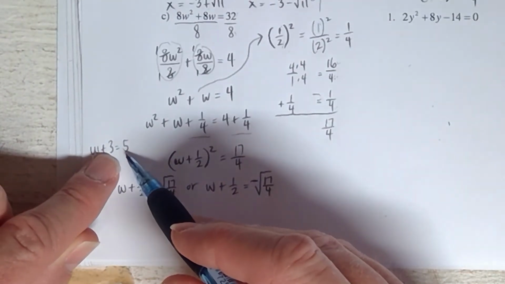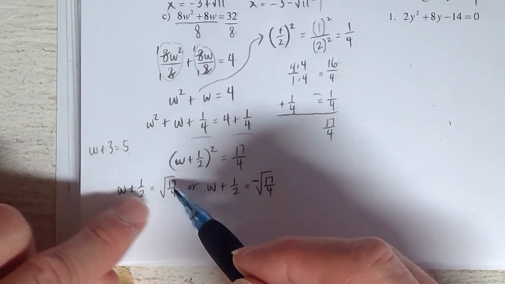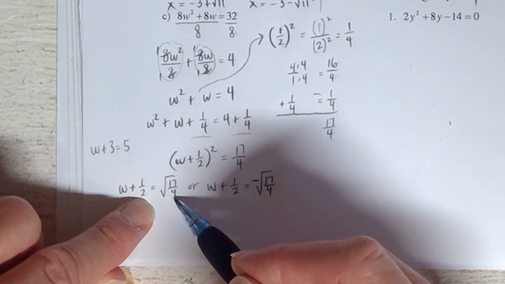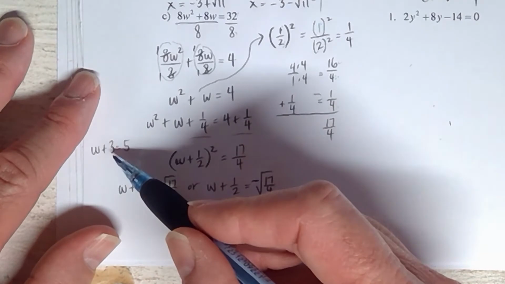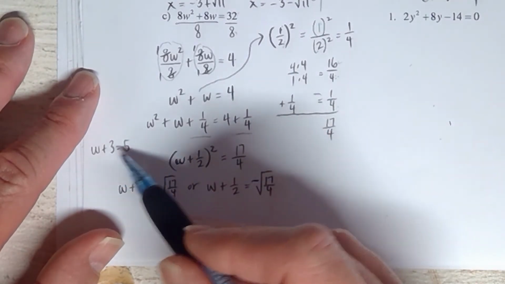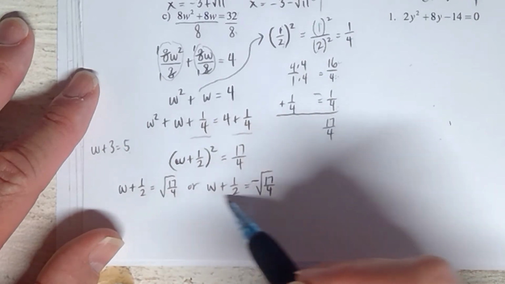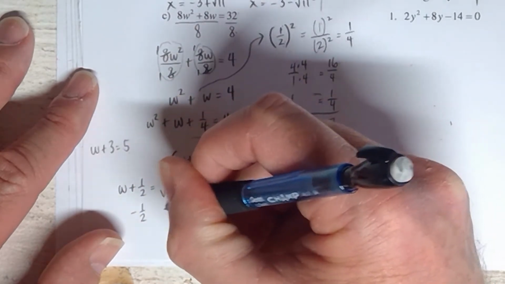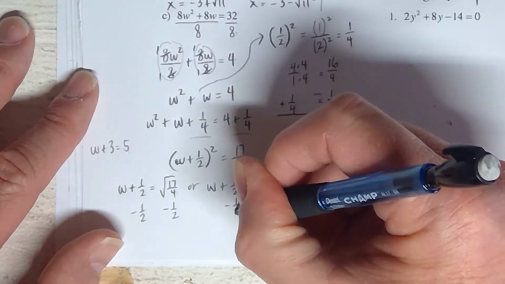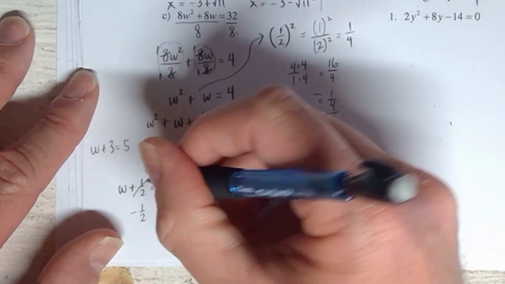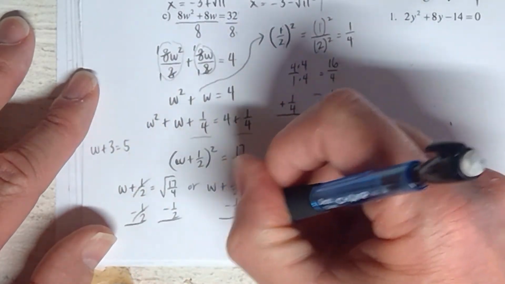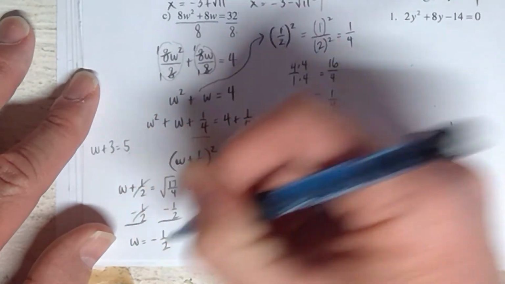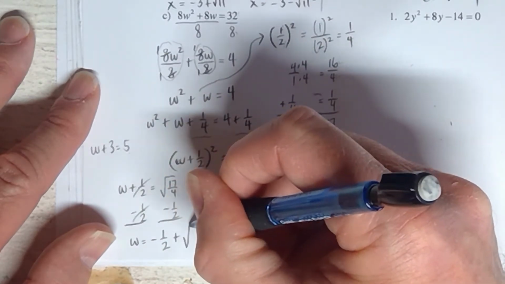The 3 and the 5, because they are terms with no variables in them, are no different than 1/2 and the radical 17/4. And so what you do is you just move the 3 over with the 5 if it was this problem. But since we're doing these problems instead, just like moving over the 3, wouldn't we move over the 1/2? Like this. And the 1/2 would cancel, and we get w by itself equal to negative 1/2 plus the square root of 17/4.